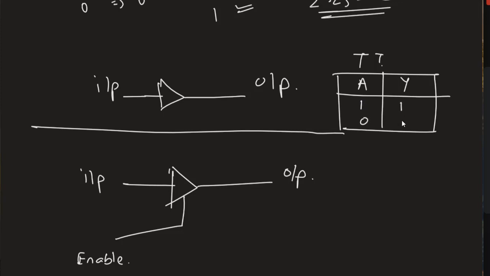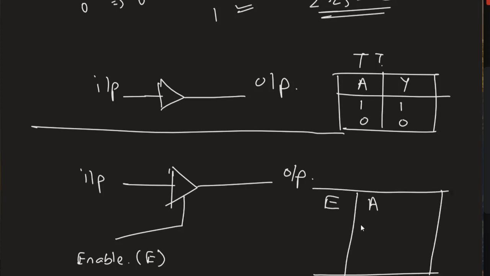What about this? This will have two inputs. One, let's say enable, I'll short it as E. So you have E as another input, then A as the primary input, and this is, let's say, Y as your output.